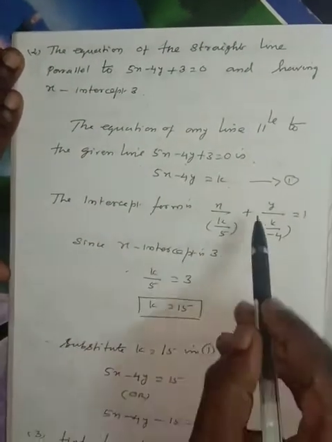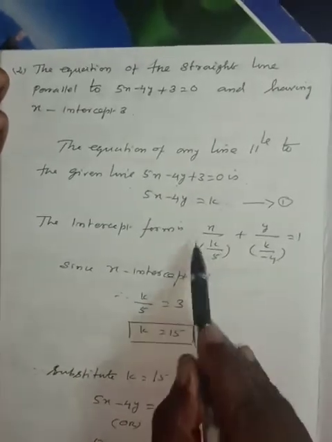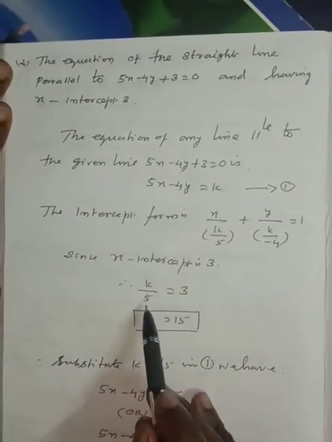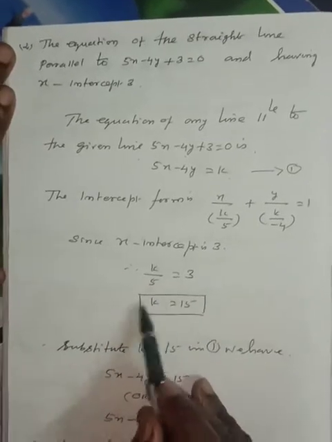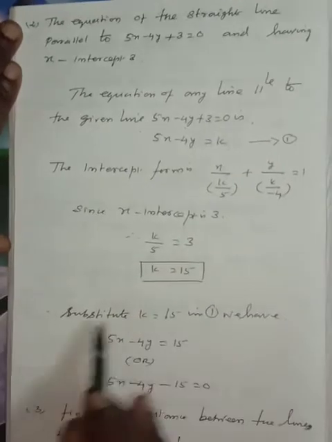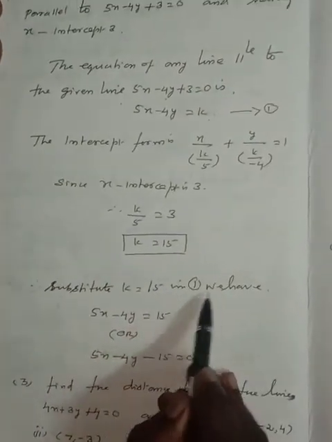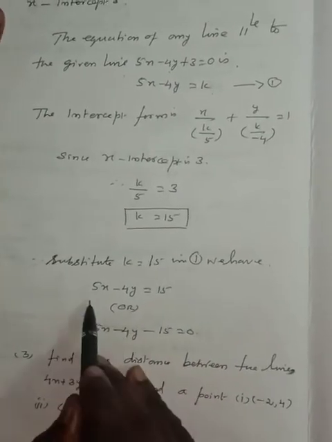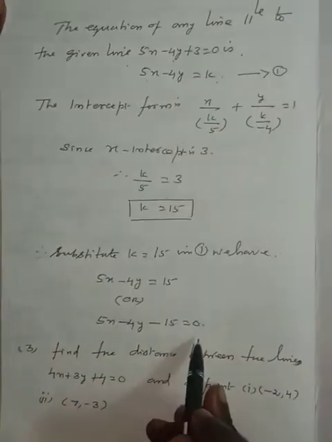Now x intercept is given as 3. The x intercept is k by 5. So k by 5 equals 3, cross multiplying we get k equals 15. 5 threes are 15. Substitute k equals 15 in equation number 1. We have 5x minus 4y equals 15, or 5x minus 4y minus 15 equals 0.